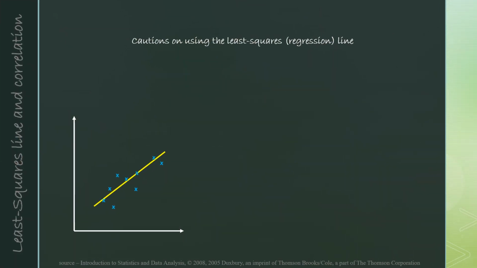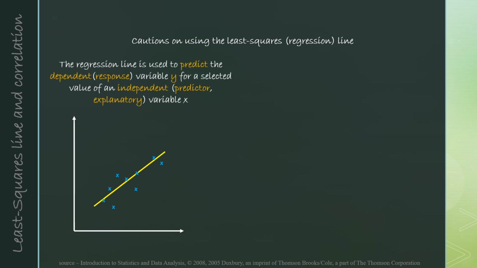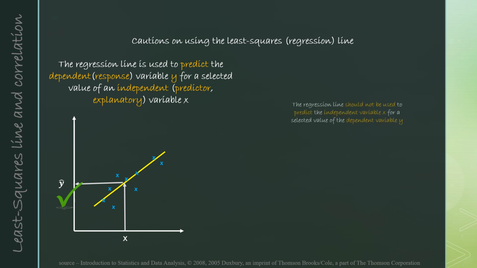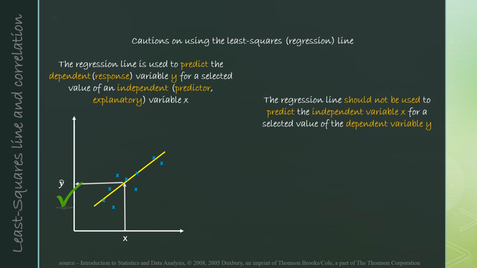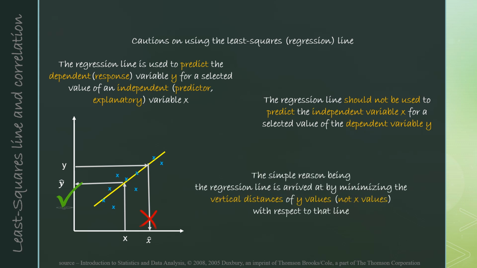Cautions on using the least squares or the regression line. The regression line is used to predict the dependent or the response variable y for a selected value of an independent or predictor or explanatory variable x. The regression line should not be used to predict the independent variable x for a selected value of the dependent variable y. The simple reason being the regression line is arrived at by minimizing the vertical distances of y values, not the x values, with respect to that line.